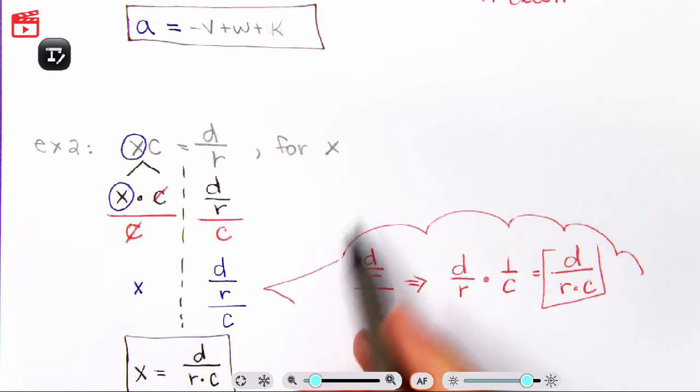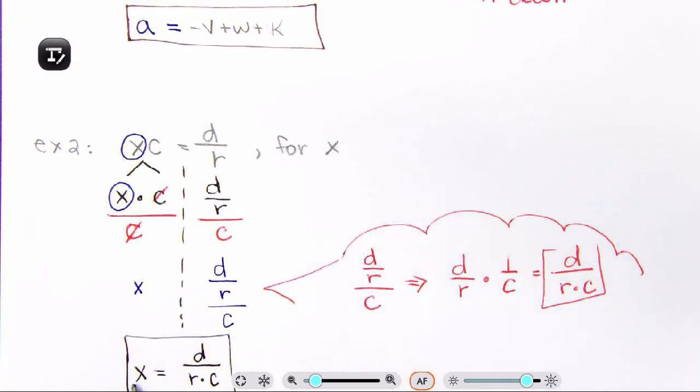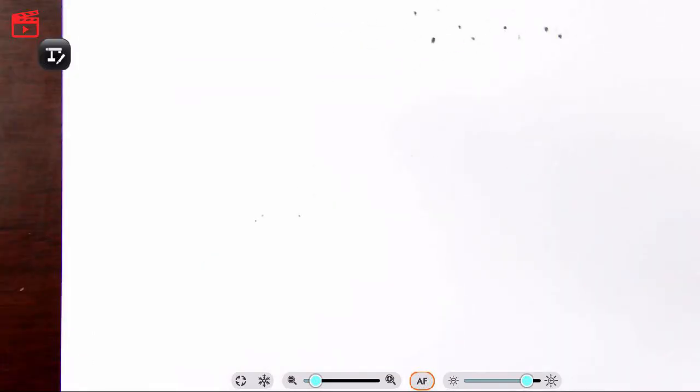And that's it for that one. It's asking us to solve for x. Did we solve for x? Yes. Is x by itself? Yes. On this side, x is by itself. So we are done. Let's do a few more examples because this is difficult in my opinion.